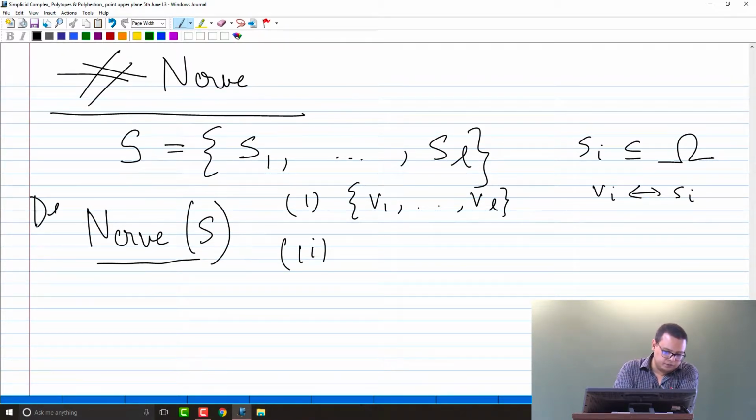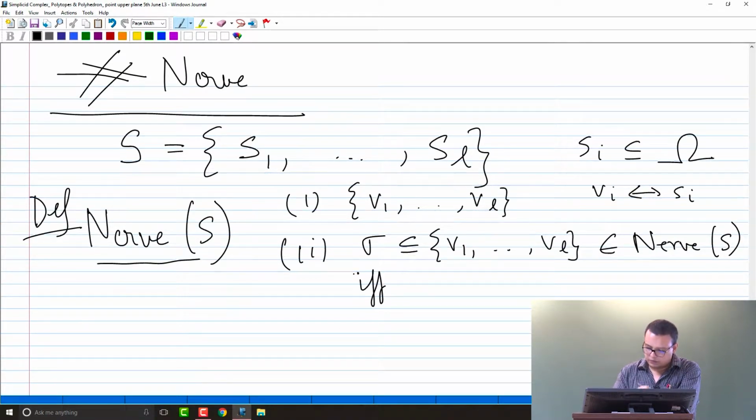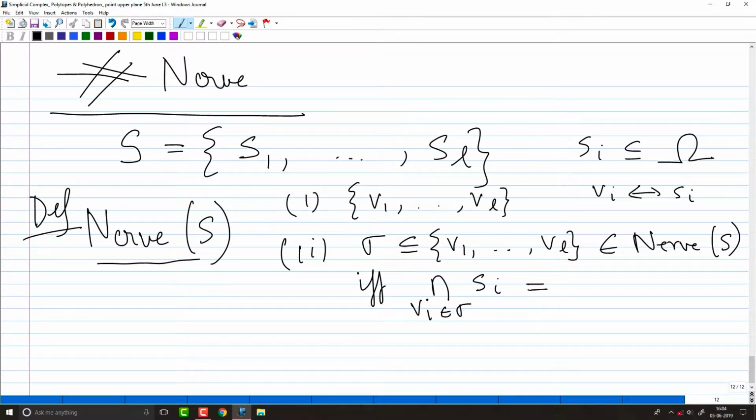This is the definition. What are the simplices that will be in the nerve of S? I will say sigma, a subset of the vertices, belongs to the nerve of S if and only if the intersection over all Vi belonging to sigma of Si is not equal to empty.